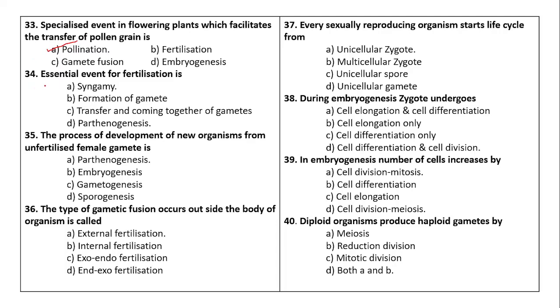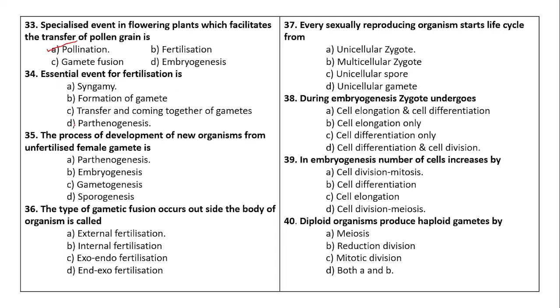Next, 34th. Essential event for fertilization is: option A, syngamy; option B, formation of gamete; option C, transfer and coming together of the gametes; option D, parthenogenesis. See here what they have asked: essential event for fertilization. That means for fertilization to happen, what must happen? So let us look at the options.